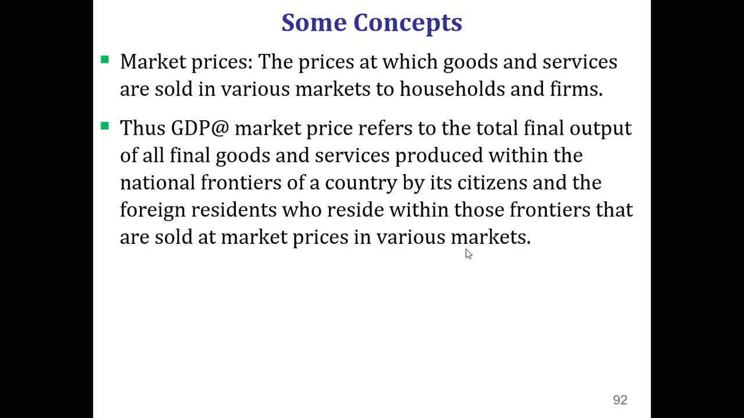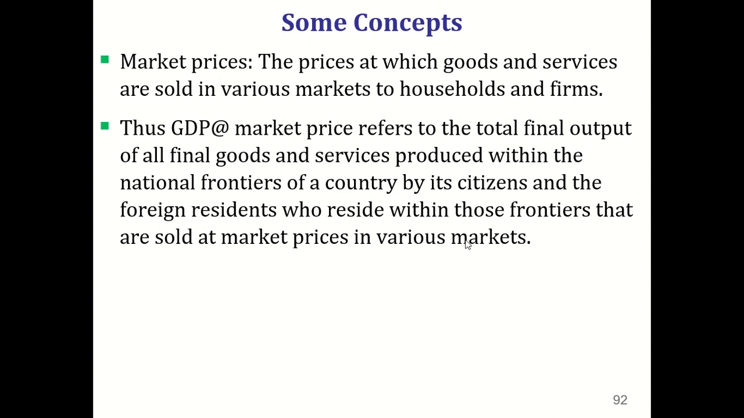The GDP at market price refers to the total final output of all final goods and services produced within the national frontiers of a country by its citizens and the foreign residents who reside within those frontiers that are sold at a market price in various markets. Don't get bogged down by such big sentences. They are written so as to embrace all aspects of a concept. As we are moving sequentially, you would appreciate the essence of what this long sentence tells.